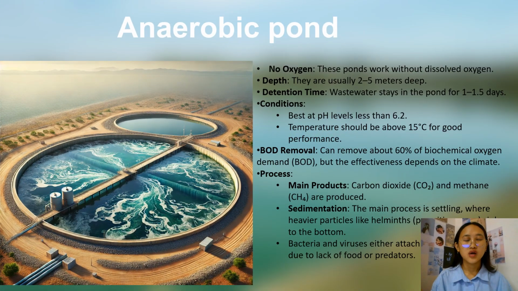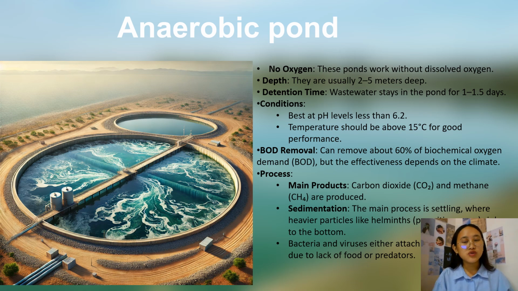So coming to anaerobic ponds, this operates without the presence of dissolved oxygen under methanogenic conditions. The major products are carbon dioxide and methane. Typically, these ponds are designed to have a depth of 2 to 5 meters with a detention time between 1 and 1.5 days, an optimum pH of less than 6.2 and a temperature greater than 15 degrees Celsius.